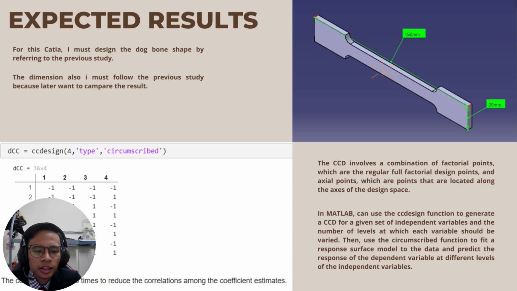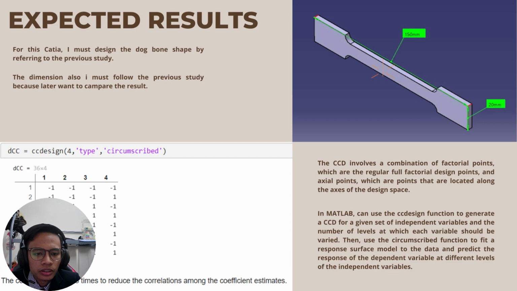Next is expected result. So the right picture is the dog bone shape that I already designed in CATIA. I must design this dog bone shape by referring to the previous study because later I must compare the result between my result and before this. I also must follow the exact dimensions that the previous study used.